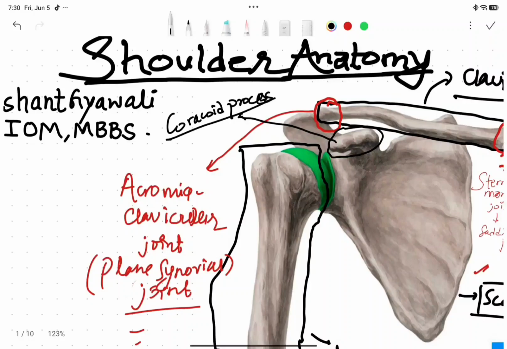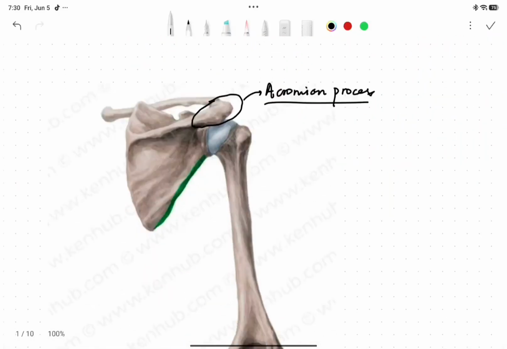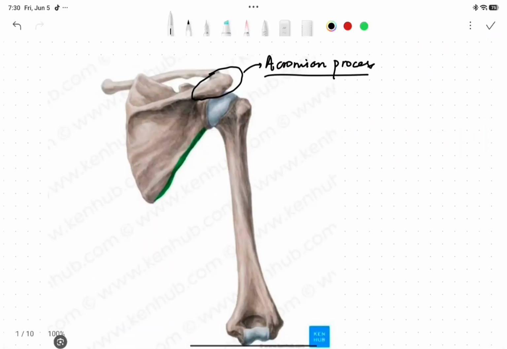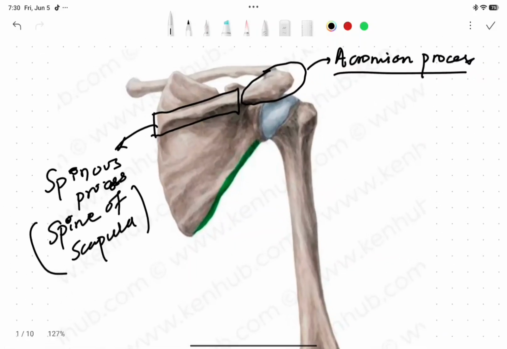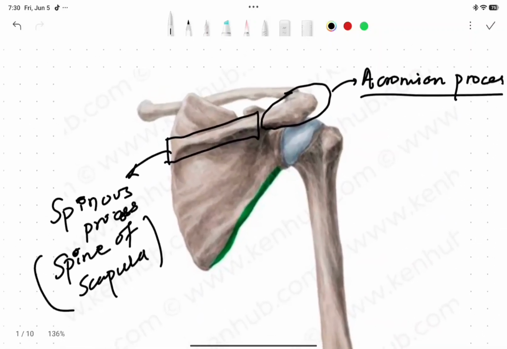Coracoid process, and the scapula has another prominent process known as the spinous process, or simply called the spine of the scapula. Okay, and this spine of the scapula divides the posterior surface of the scapula into two parts.